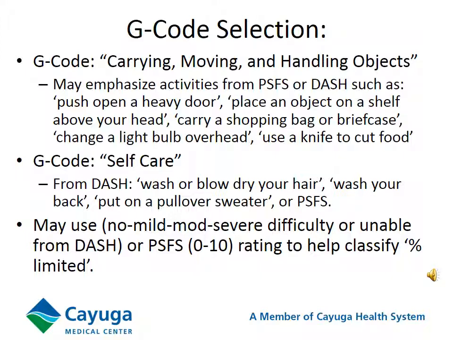You could also use the self-care G-code, and from the DASH it gives you a couple of functional activities related to self-care that a patient could rate. Certainly you could use the patient-specific functional scale for either of those, and very specific to what the patient tells you their limitations are. And you may use the categorization within the DASH or the patient-specific functional scale to help support the reason you choose a certain percentage limited for each activity.